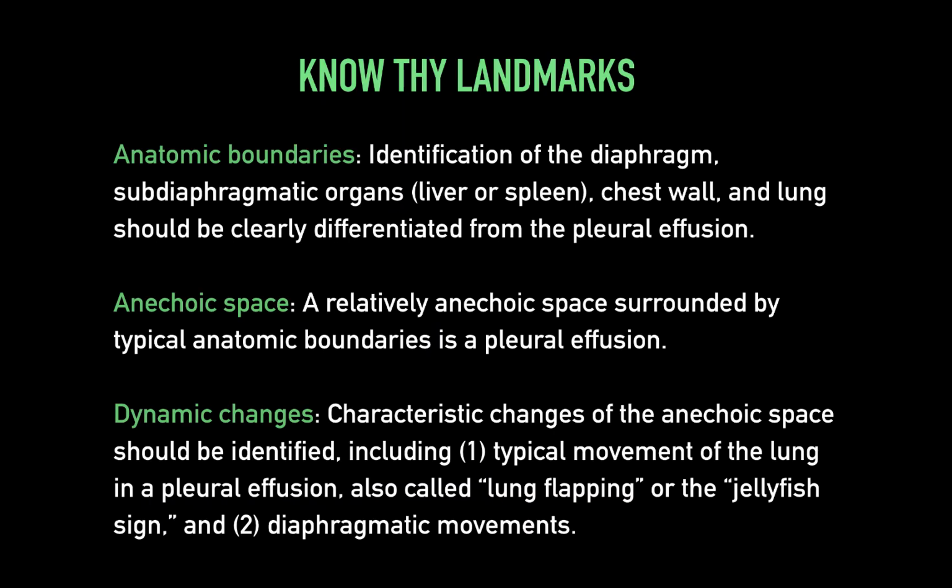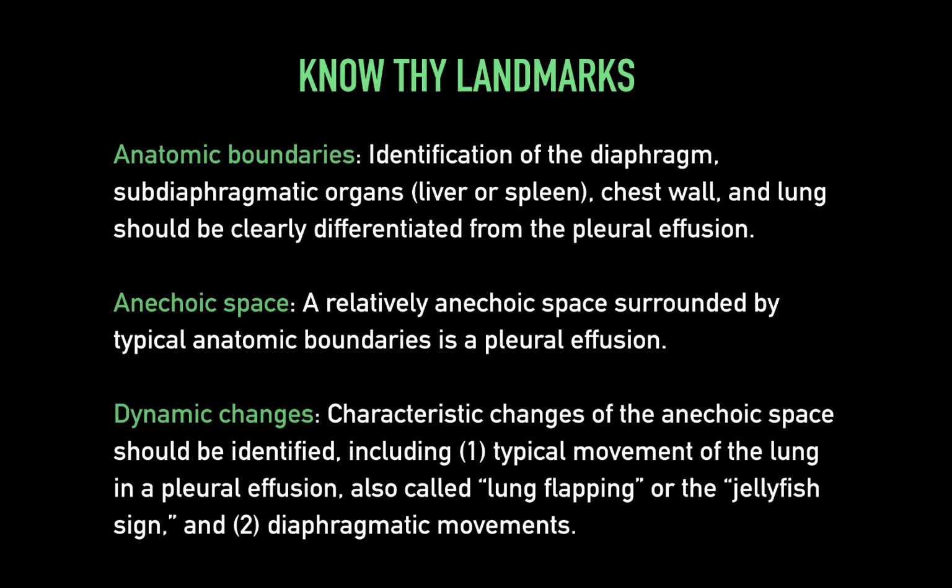Anatomic boundaries in pleural effusion assessment are critical. You really want to find the diaphragm, the subdiaphragmatic organs like liver or spleen, the chest wall, and lung. This helps to clearly differentiate the pleural space. You may even have to look for the subdiaphragmatic organs, including the kidneys, to help orient you.